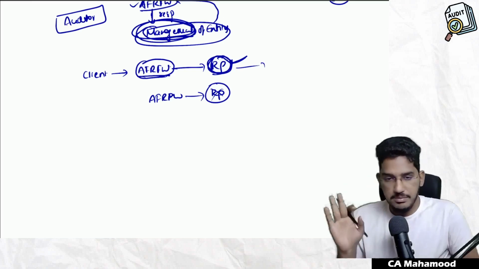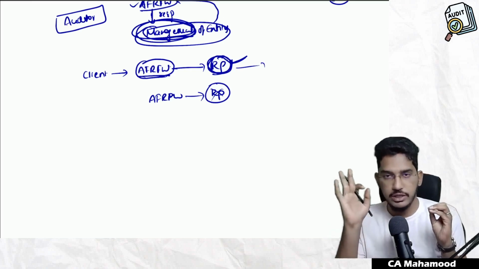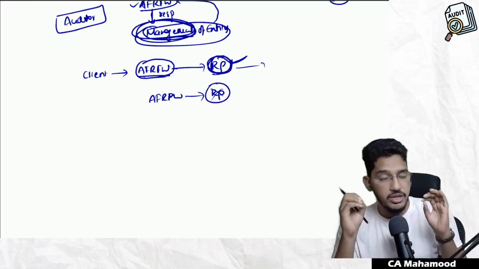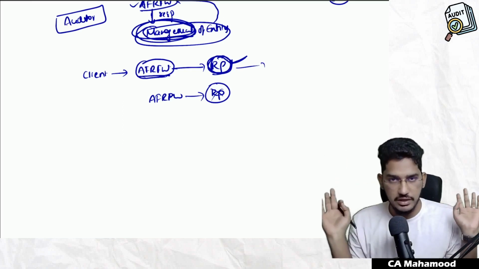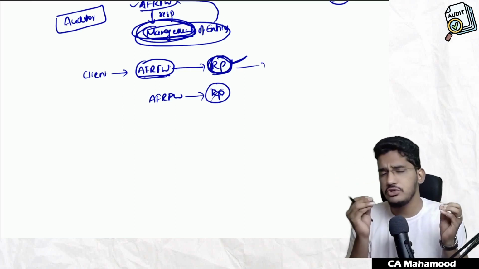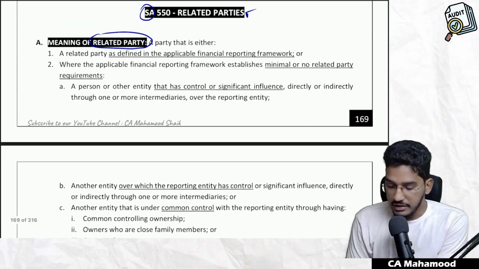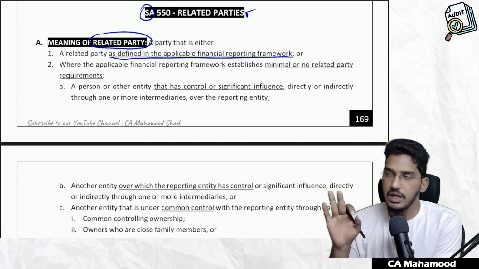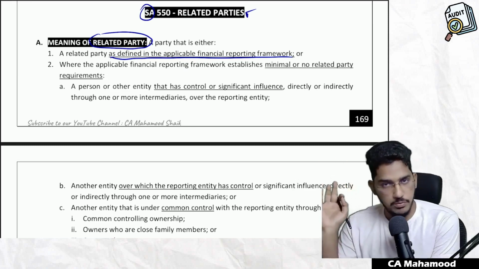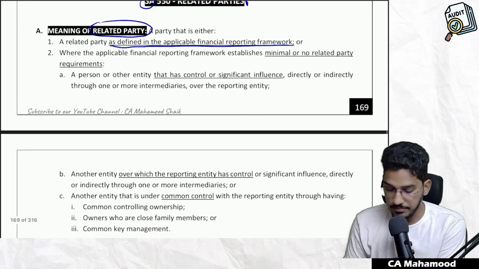Okay. Very simple, guys. If the applicable financial reporting framework defines the term related party, follow that only. In case the applicable financial reporting framework does not define the term related party, then follow the definition given in the standard SA 550. That definition is also very, very simple. If I start reading it, a party that is either a related party as defined in the applicable financial reporting framework. That's what I am telling. SA 550 simply told, in case whatever applicable financial reporting framework is there, in that they have already defined the term related party, follow that definition only.